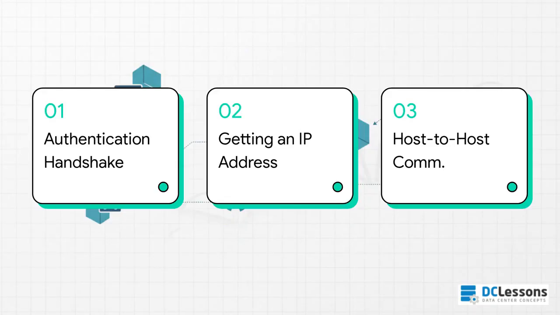Okay, so we're going to break this journey into three main parts. First up, the authentication handshake. This is where the network plays bouncer and decides if our device is even on the guest list. Then, getting an IP address, where it gets its official network ID. And finally, the big one, host-to-host communication, where we see how all this setup pays off.